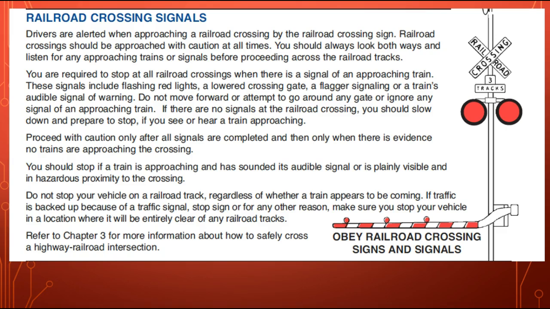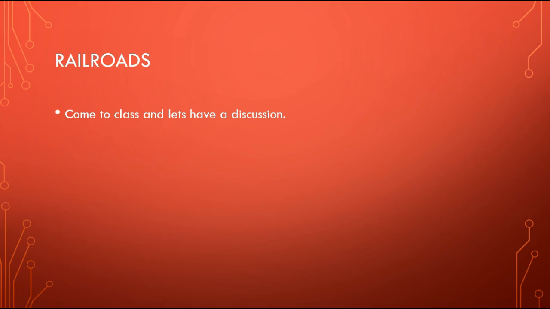Do not stop your vehicle on a railroad track, regardless of whether a train appears to be coming. If traffic is backed up because of a traffic signal, stop sign, or for any other reason, make sure you stop your vehicle in a location where it will be entirely clear of any railroad tracks. We are not going to read that last sentence. On the following page, we will have a question. Now that you have completed this last question, come to class and let's have a discussion regarding what we have just learned.